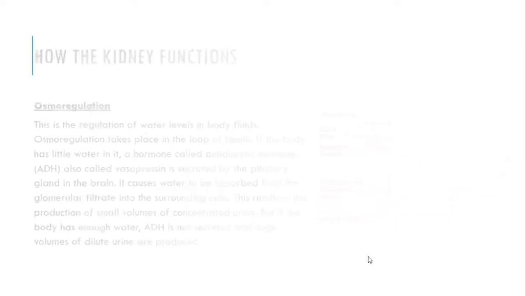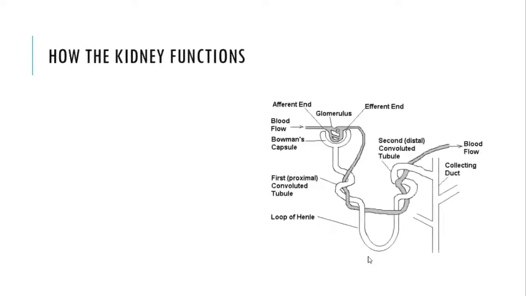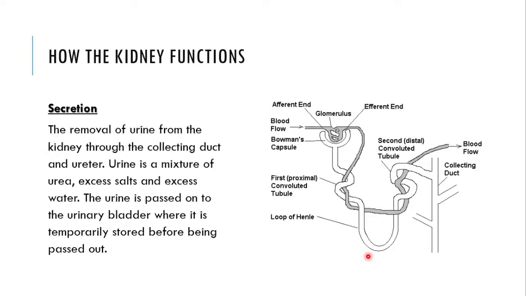Alright, my students, let's look at the final stage. Secretion. Secretion is another stage. What is secretion? So secretion is the removal of urine from the kidney through the collecting duct and ureter. Urine is a mixture of urea, excess salts, and excess water. The urine is passed on to the urinary bladder where it is temporarily stored before being passed out.